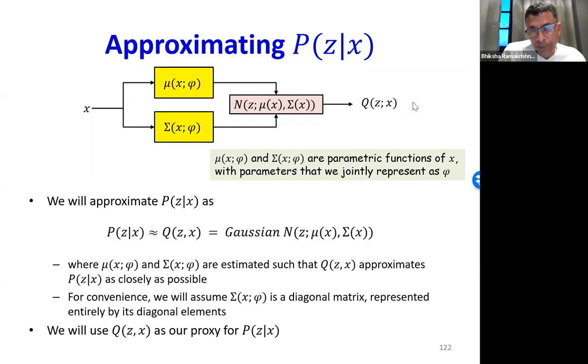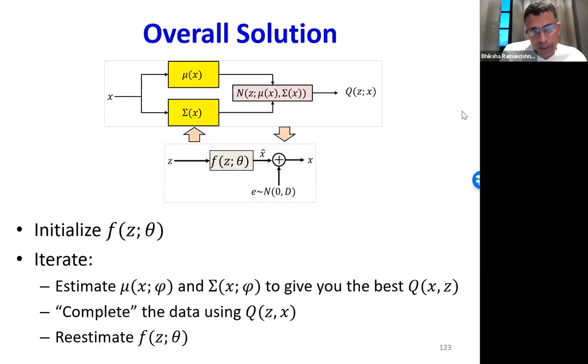So to make this work as well as possible, we want Q of Z to be as close to P of Z given X as possible. Specifically, we're going to assume that Q of Z for any given X is a Gaussian with a mean and a variance, which are both functions of X, and this estimator itself has a parameter phi. Is this making sense to you guys? Right? And now I'm going to use Q of Z given X as my proxy of P of Z given X. And I'm going to use that for optimization.